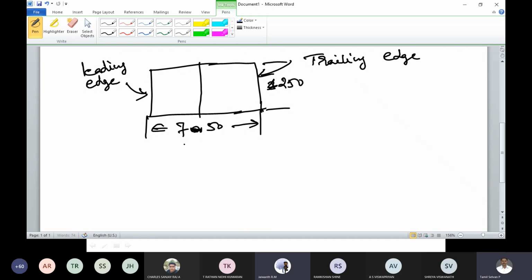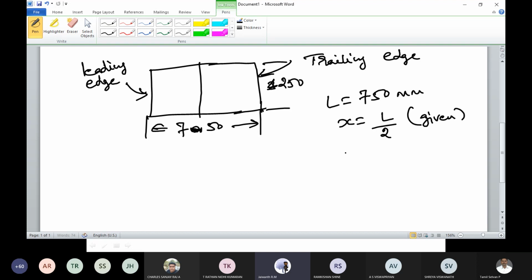So up to the middle, so up to 375 mm. L equal to 750 mm, up to the middle, so x equal to L by 2 as given in the question. So x is 375 mm. Please substitute it in meters: 0.375 meters.